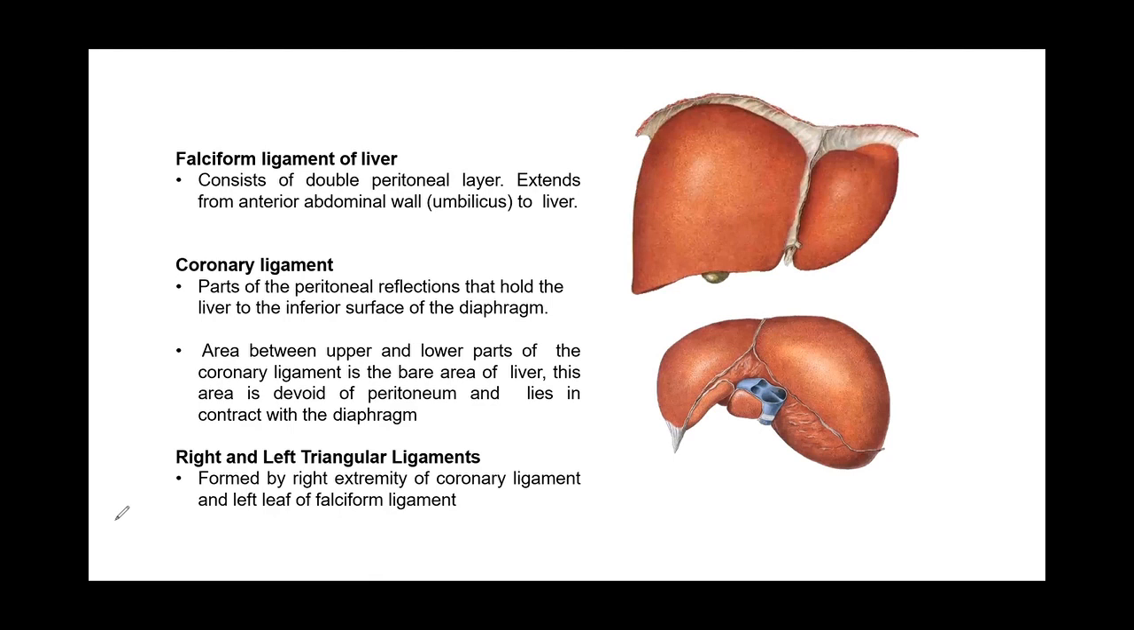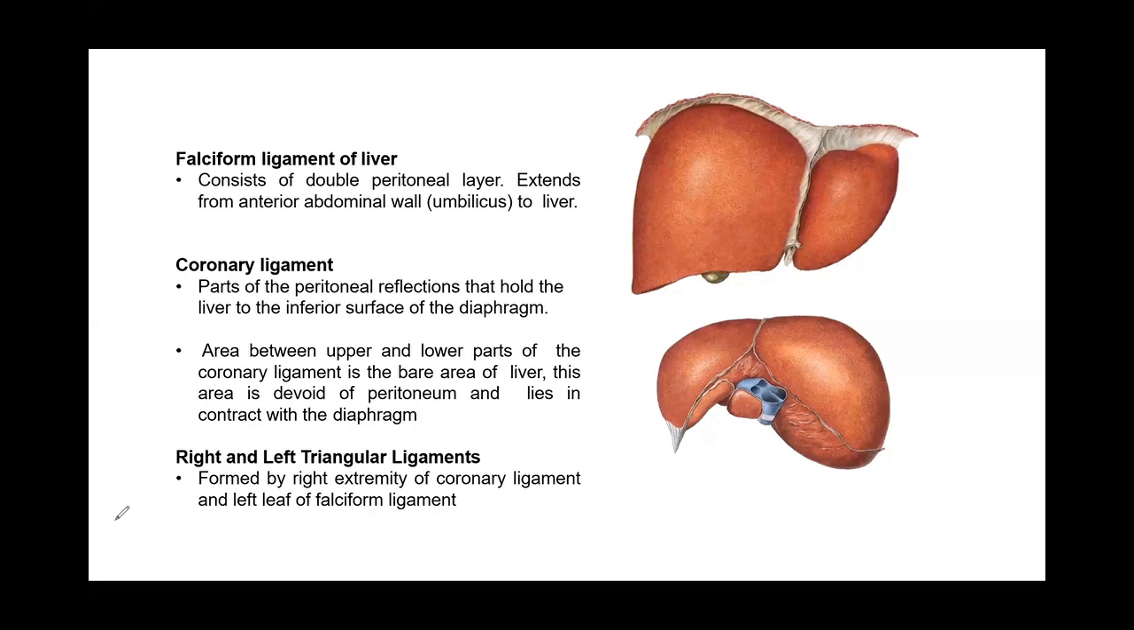The falciform ligament of the liver consists of a double peritoneal layer that extends from the anterior abdominal wall to the liver. Coronary ligament: parts of the peritoneal reflection that holds the liver to the inferior surface of the diaphragm.